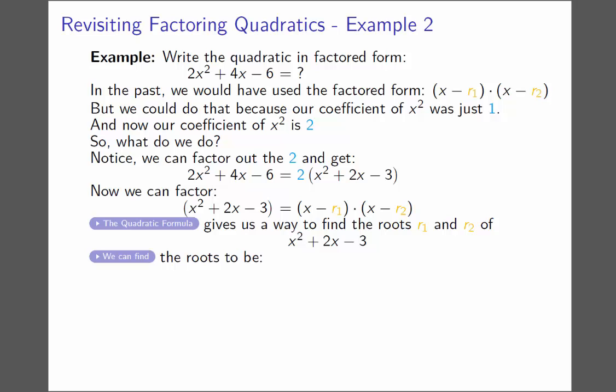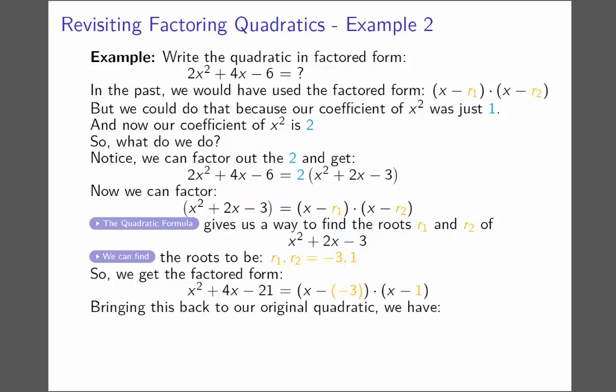So we find the roots r1 and r2 to be negative 3 and 1. Using these roots, we get the factored form x squared plus 2x minus 3 equals x minus negative 3 times x minus 1. And bringing this back to our original equation, we have 2x squared plus 4x minus 6 equals 2 times x squared plus 2x minus 3, which we can now factor, so we get 2 times x minus negative 3 times x minus 1.